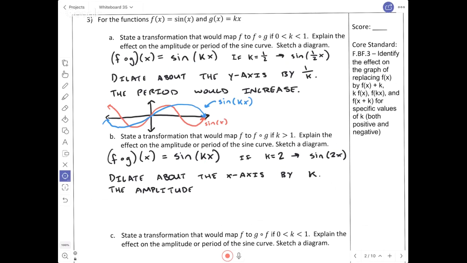Same thing. But here we had a half, here we have 2. So this is still dilate about the y-axis. And it's still 1 over k.